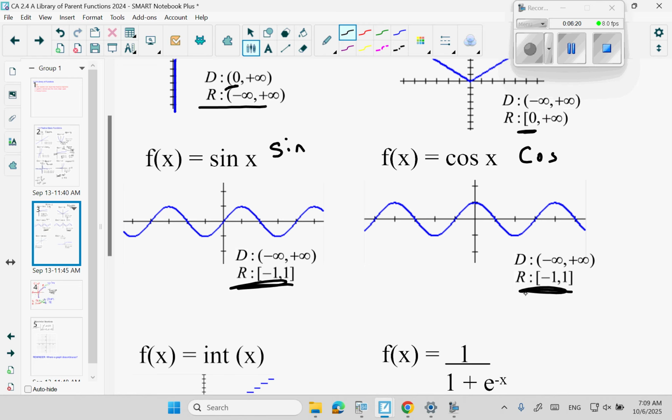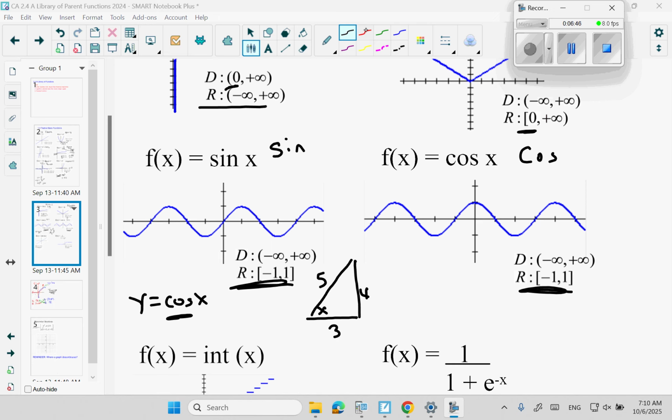Hopefully this makes sense. Well, let's think about it. If I had y equals cosine of x, where does sine come from? Often from triangles. So let's say x is this angle right here, and I have a 3, 4, 5 triangle.